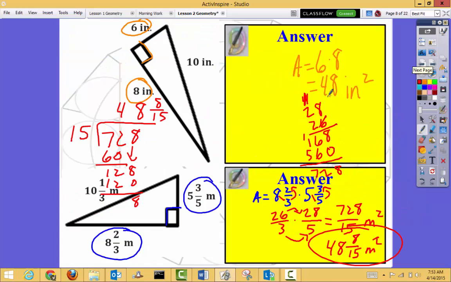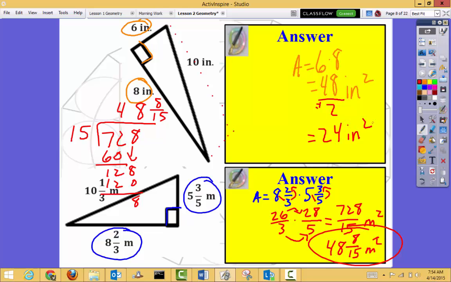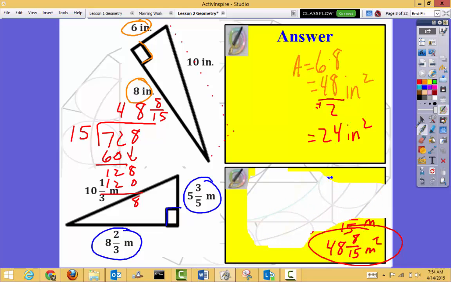I did the same thing with these. This is the area, 48 inches squared, if I had a whole rectangle. And I need to find the area of just half of it. So I need to divide this by 2. So 48 divided by 2 is 24 inches squared. And then this right here, I also need to divide by 2. So 48 divided by 2 is 24. Uh-oh. And I can't divide a fraction by 2.